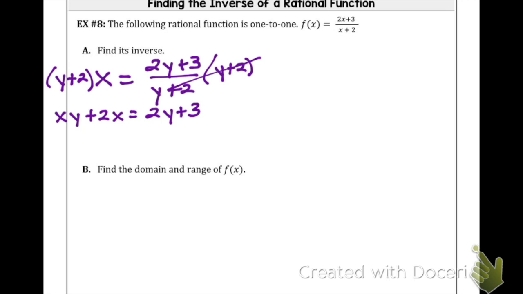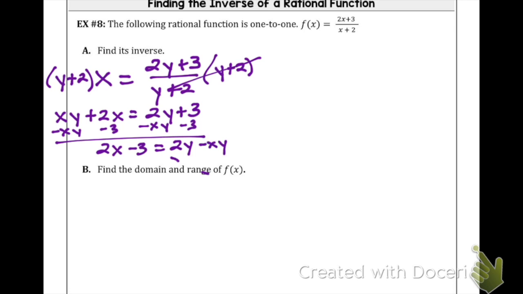Now I have 4 terms, 2 of which have a y involved, 2 of which do not have a y involved. So I want to move all my terms that have y's to one side and all my terms that have x's to another side. Because this 2x is positive, I'm going to put all my non-y terms to the left. I'm going to move this y term over. I'm going to subtract my 3 over to both sides. So what do we end up getting? We end up getting 2x minus 3 is equal to 2y minus xy. I can factor out my y from both of those terms, which gets me 2 minus x inside.